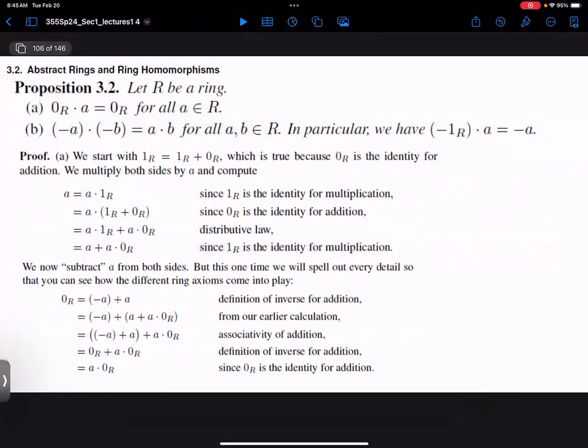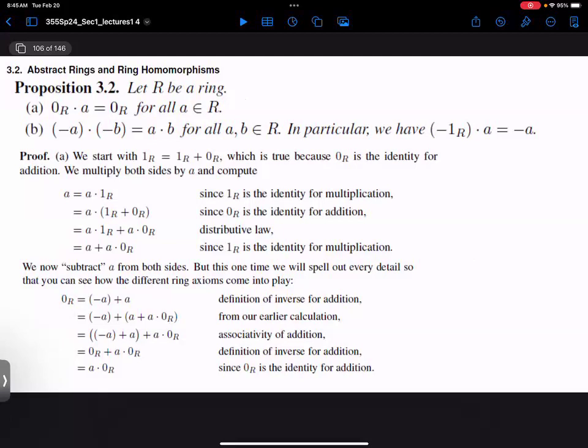Okay. So here's Proposition 3.2. They only prove part A. We'll do part A and follow the book, and then we'll do part B. So imagine R is a ring, so it has all those properties we saw just a moment ago. And then it's essentially saying the two properties you would expect to hold.